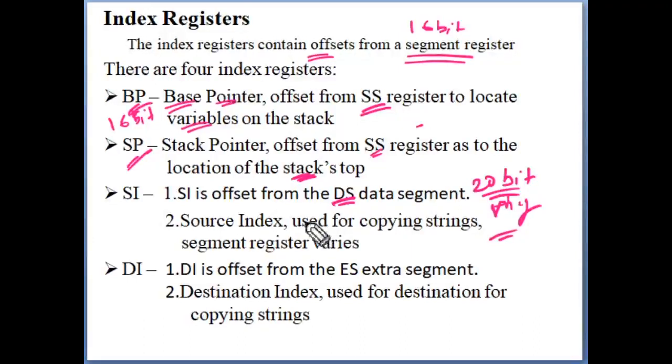It works as the source. It is basically used while you are copying data from one file to another file, or from one variable to another variable; the string will be stored in this location. This is the source index, and while you are copying from source to destination, this register works as the destination. And DI is also used for the segment offset of your extra segment.